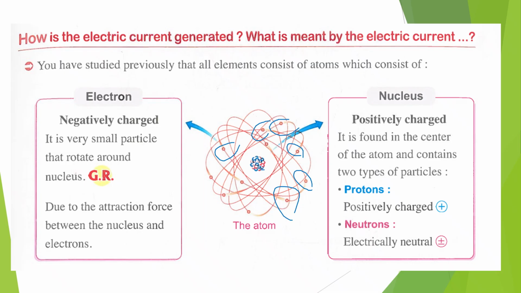And here we have the nucleus. For the nucleus, it contains positively charged protons and uncharged neutrons. We say uncharged or neutral, okay?